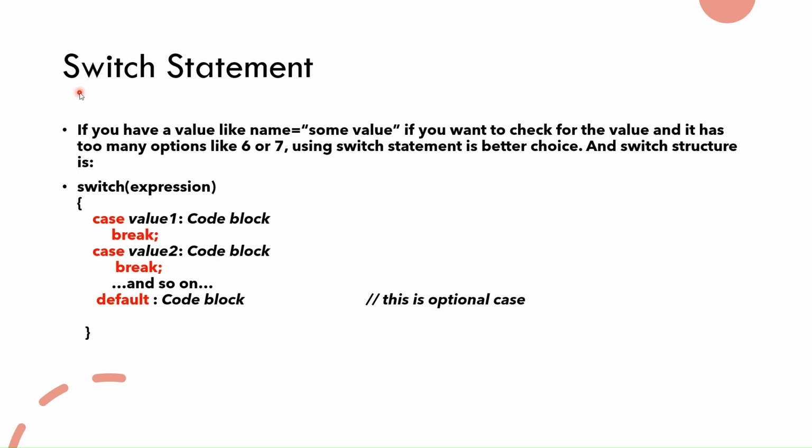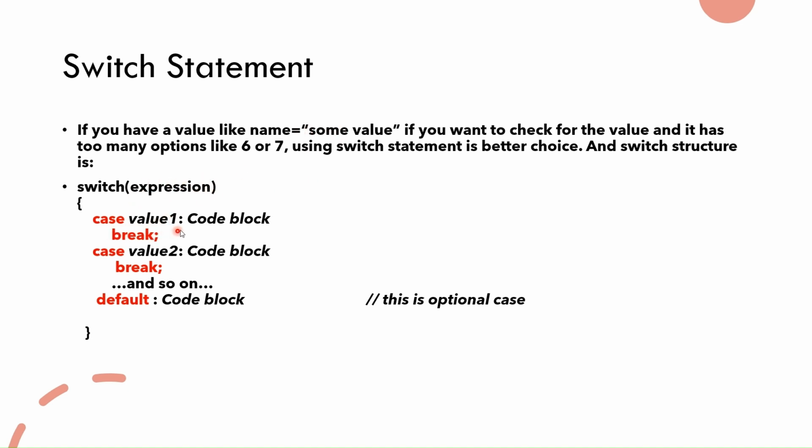The second control flow is the switch statement. If you have a value, like a name, and you want to check it against too many options, like 6 or 7, using a switch statement is a better choice. The switch structure is the switch keyword, brackets, and the expression inside the brackets. You can't put something like if 6 is equal to 7 here. You can put a name here, like the string name equals some value.